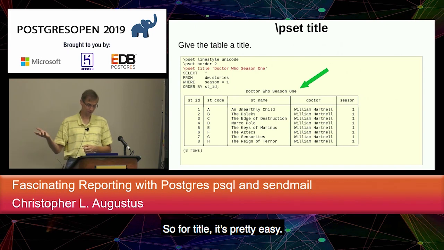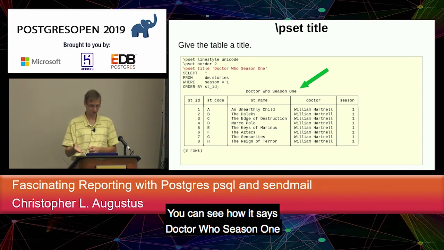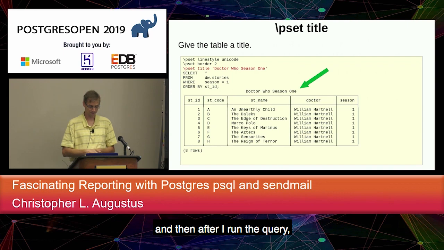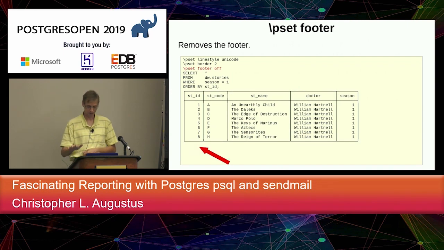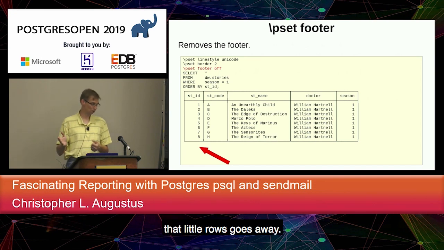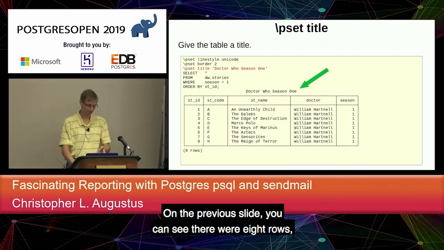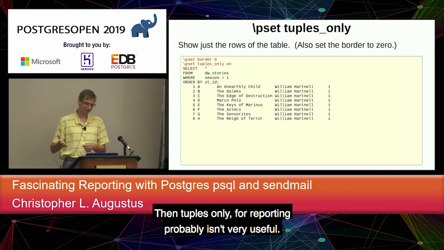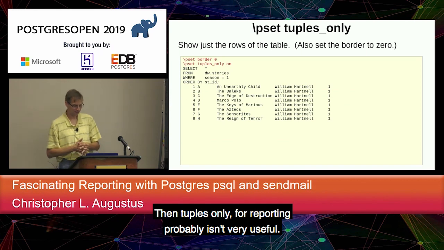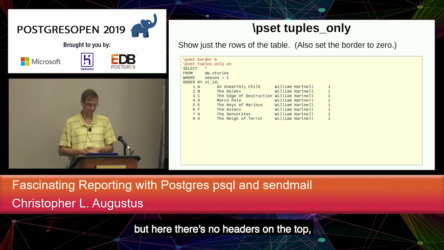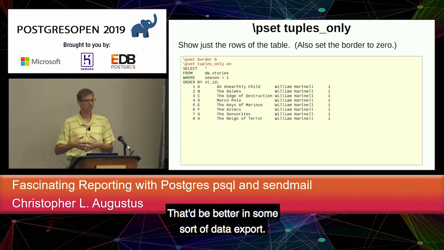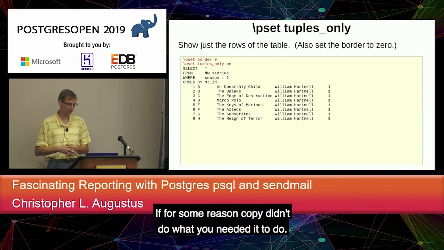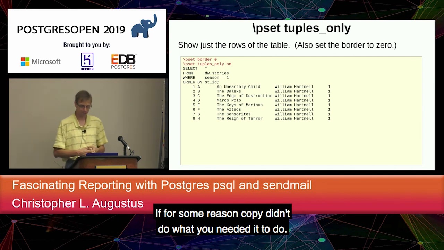So for a title, it's pretty easy. You can see I say Doctor Who Season 1, and then after I run the query, now I have this nice title at the top. If I say footer off, that little rows line goes away. On the previous slide, you can see there were 8 rows. Now it's gone. And then tuples only, for reporting, probably isn't very useful most of the time, but here there are no headers on the top, just your columns of data. That'd be better in some sort of data export if for some reason copy didn't do what you needed it to do.